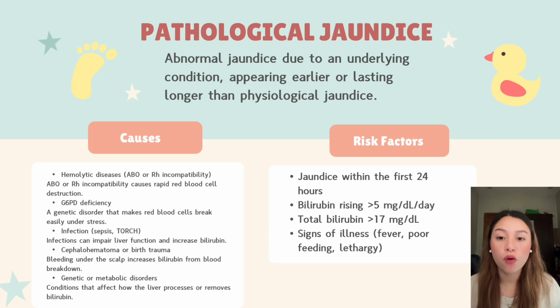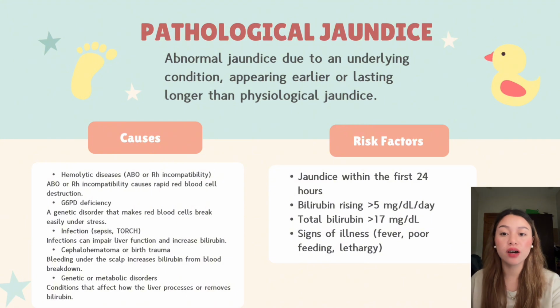TORCH stands for T, toxoplasmosis; O for other infections like syphilis, varicella zoster, parvovirus B19; R for rubella; C for cytomegalovirus or CMV; and H for herpes simplex virus or HSV. These infections can lead to jaundice, hearing loss, developmental delays, or congenital abnormalities in affected newborns. The next is cephalohematoma or birth trauma. Bleeding under the scalp increases bilirubin from blood breakdown. Then lastly, genetic or metabolic disorders, conditions that affect how the liver processes or removes bilirubin.